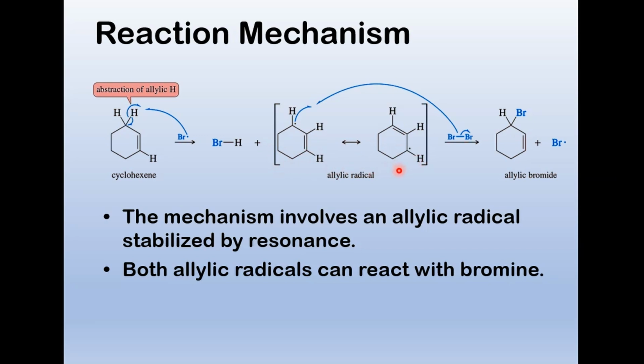These are the 2 resonance structures. And then this thing could just as easily attack. Of course, you'd get the same product because it's both at the allylic position. You can't tell the difference yet. In the future, we'll have some other groups, and you can see how the double bond can move on you. Both allylic radicals react with bromine.